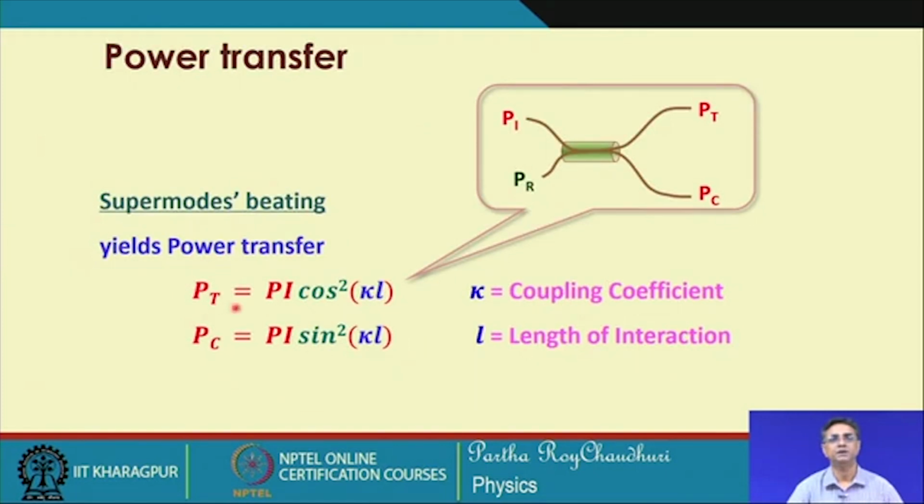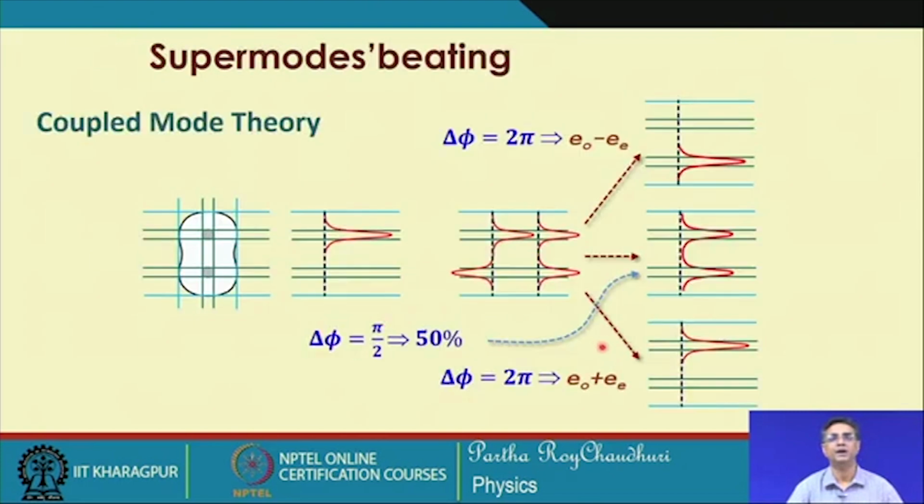So, this is P_t equal to P_I cosine square kappa L, and P_c is sine square. So, this is sine and cosine dependent, the sine square cosine square variation of the power which we have seen in the super mode beating structure in the coupled mode theory earlier.